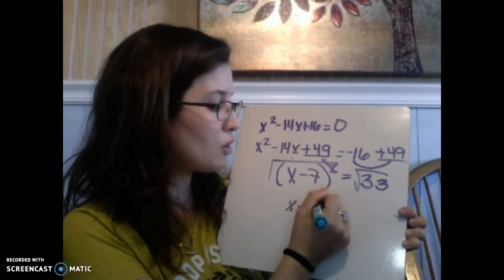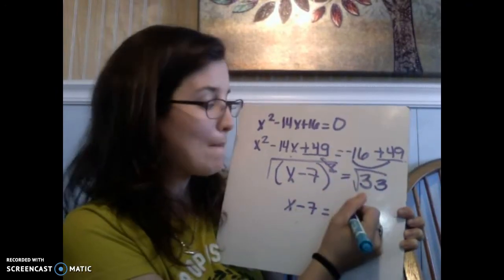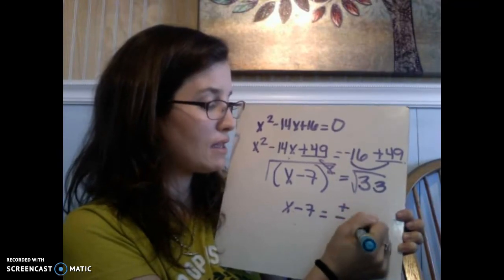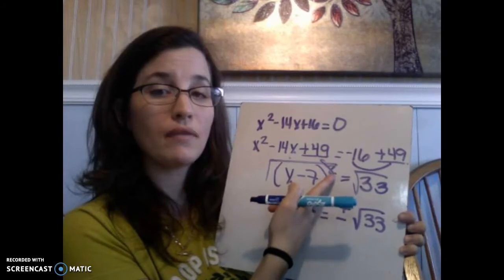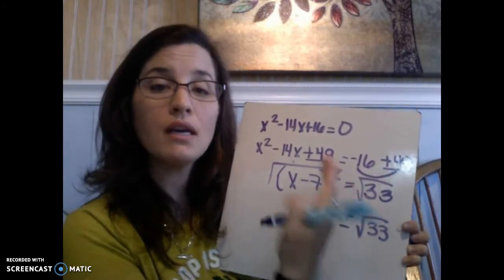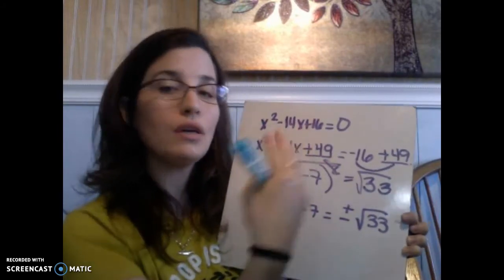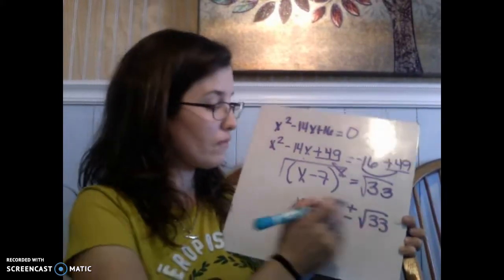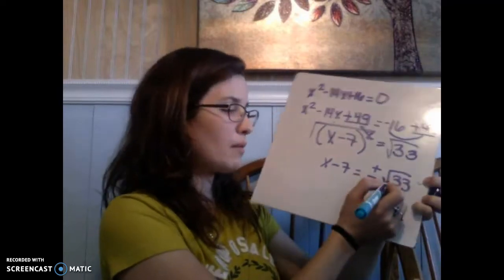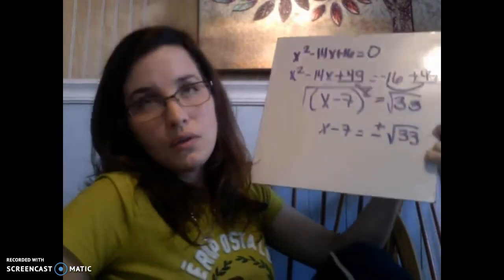So now I have x subtract 7 is equal to plus or minus the square root of 33. How come that's the case? Because whenever you square root something or square something, the answer you get could have been a positive or negative because it's in a parenthesis. All right, so now I have to set up these two problems.